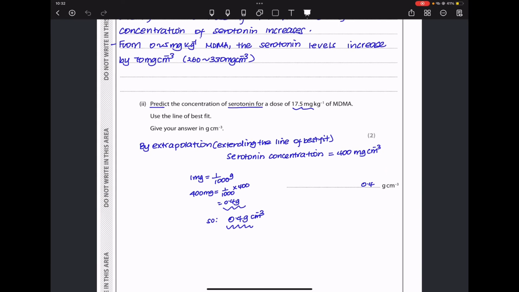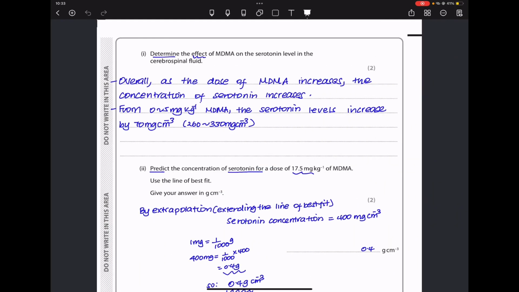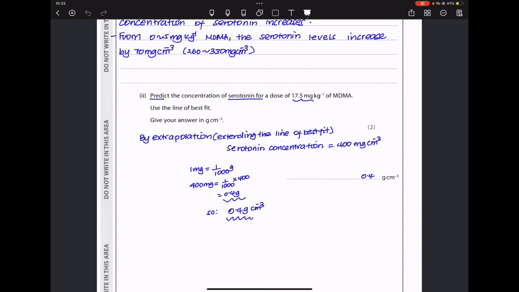Predict the concentration of serotonin for a dose of 17.5 milligram per kilogram of MDMA. They say use the line of best fit and give your answer in gram per centimeter cubed. I extended my line of best fit to about 17.5 and get about 400 milligrams per centimeter cubed. So this is going to be 0.4 as my answer.